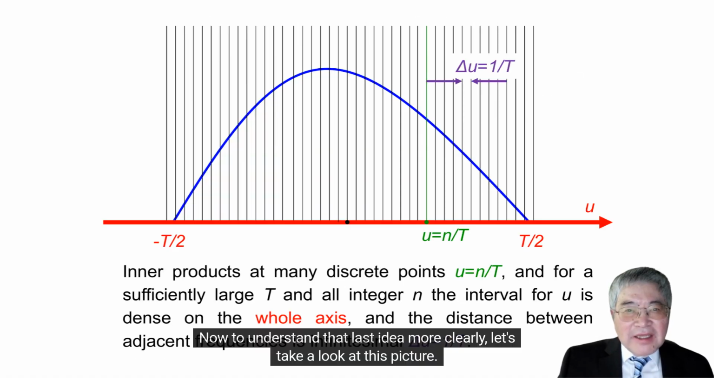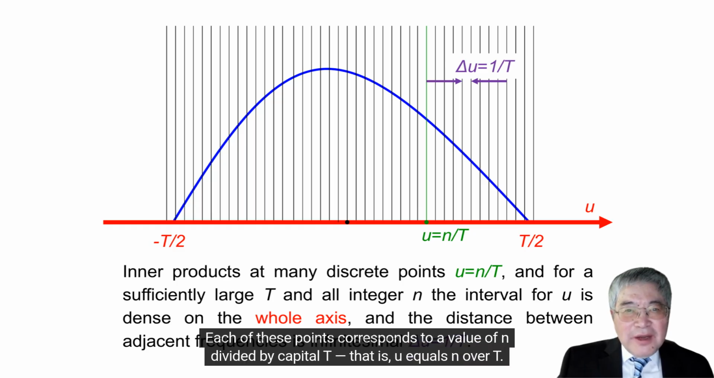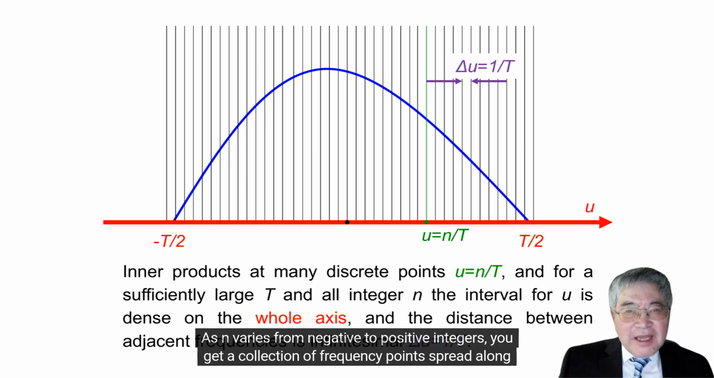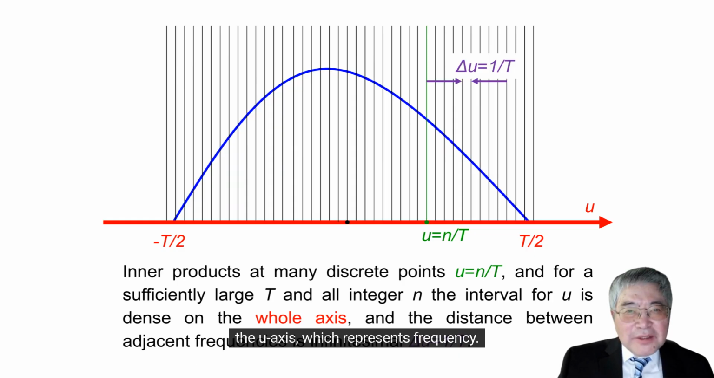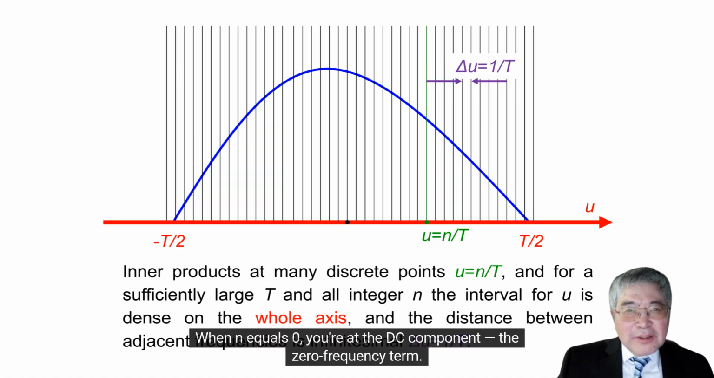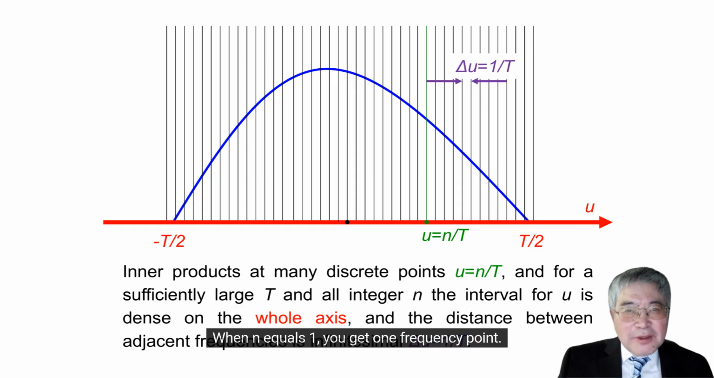Now, to understand that last idea more clearly, let's take a look at this picture. What we're doing here is sampling inner products at many frequency points. Each of these points corresponds to a value of n divided by capital T, that is, u equals n over T. As n varies from negative to positive integers, you get a collection of frequency points spread along the u-axis, which represents frequency. When n equals 0, you're at the DC component, the zero frequency term. When n equals 1, you get one frequency point. When n equals minus 1, you get another, and so on.